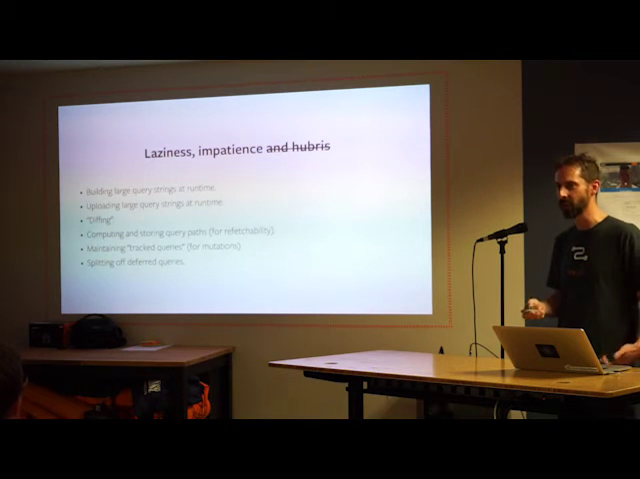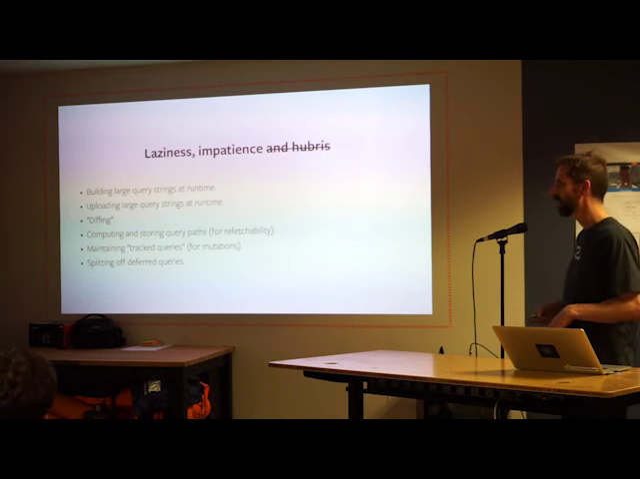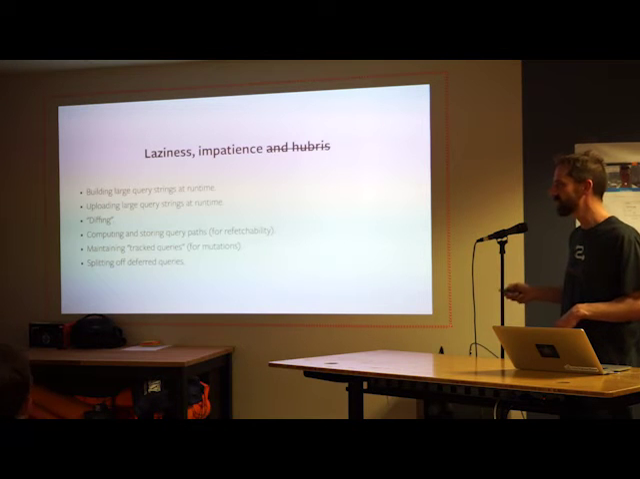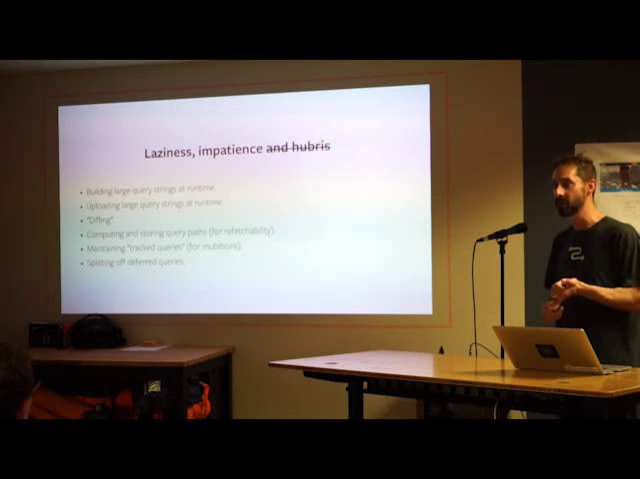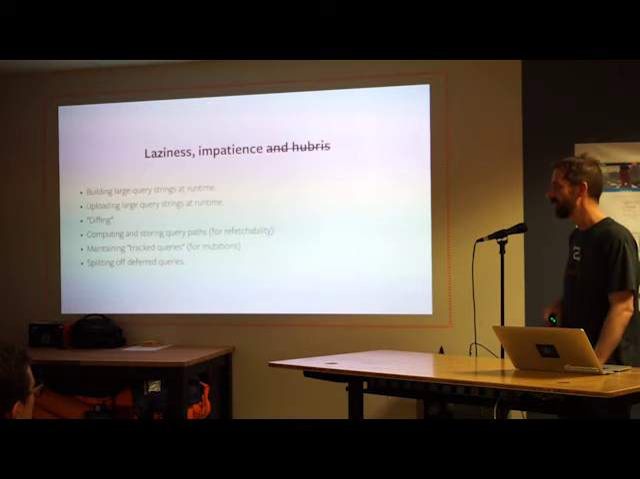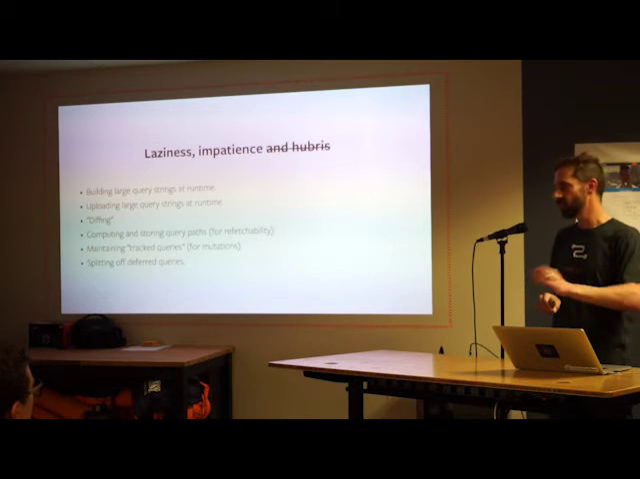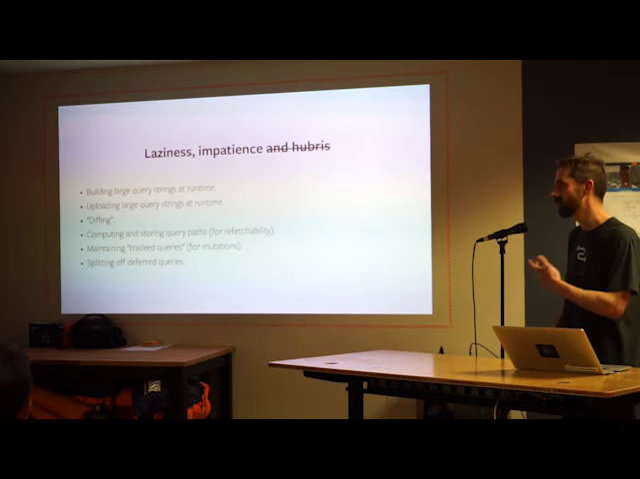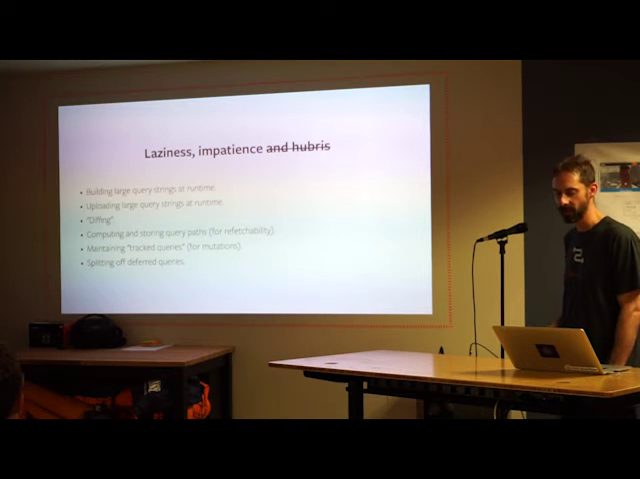Larry Wall, the creator of Perl, said that laziness, impatience, and hubris were the attributes of a programmer. I don't know about hubris, that sounds pretty bad, but laziness and impatience sound pretty good to me. And so this is a list of things that we don't do because we're impatient and because we're lazy. We don't build large query strings at runtime anymore. We don't upload them over the network. We don't do any of this diffing stuff. We don't do a thing called computing query paths. I'll briefly describe that a bit later. We also don't do any fanciness around mutations and track queries. And finally, we're not doing splitting of deferred queries at runtime. We're doing it at build time instead.